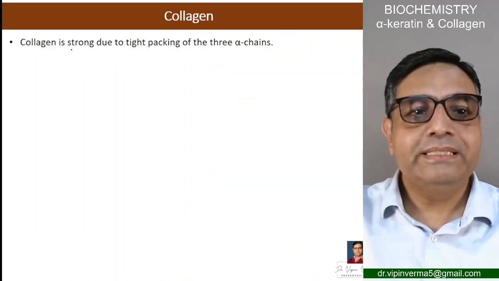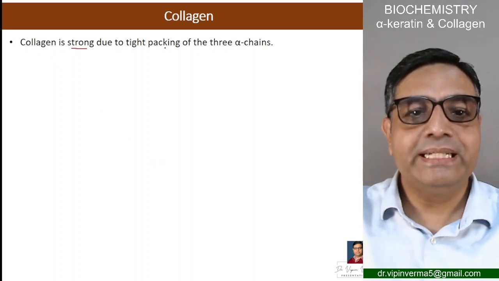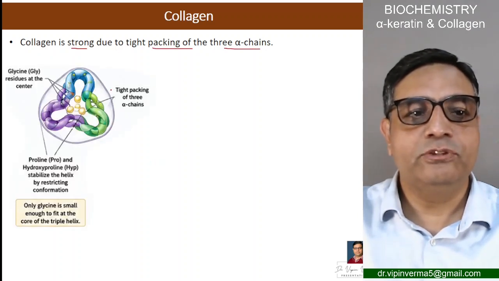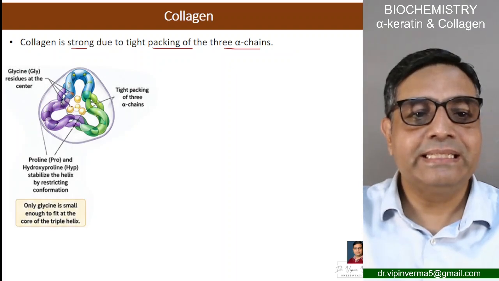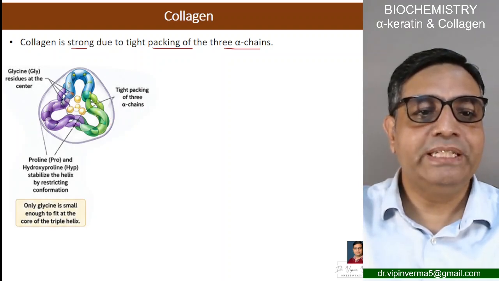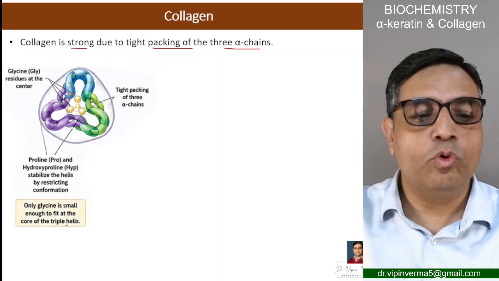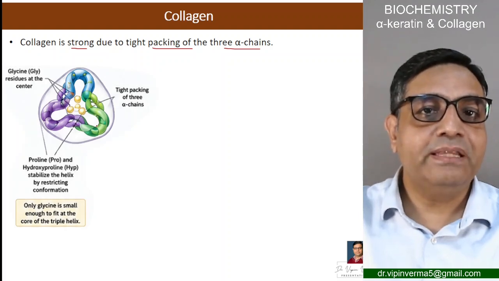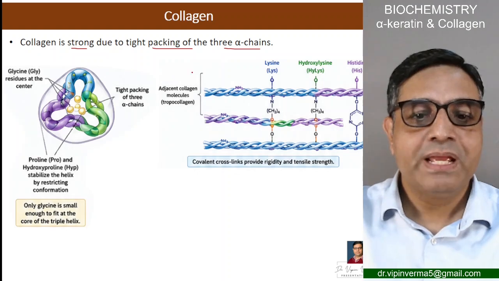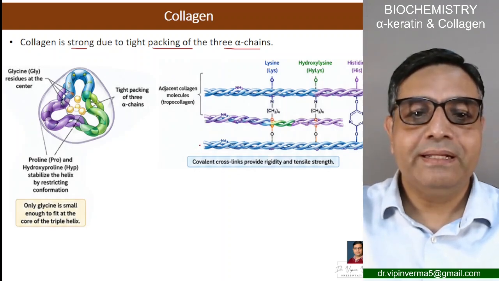Now, collagen is strong. Why is it strong? Because there is a tight packing of the three alpha chains here. You can see here glycine is in the center, and then there are proline and hydroxyproline. They are stabilizing the helix by restricting the conformation, and then there is a tight packing of all the three alpha chains making a whole strand. Only glycine is small enough to fit in the core of the triple helix, and that's why every third molecule is a glycine.